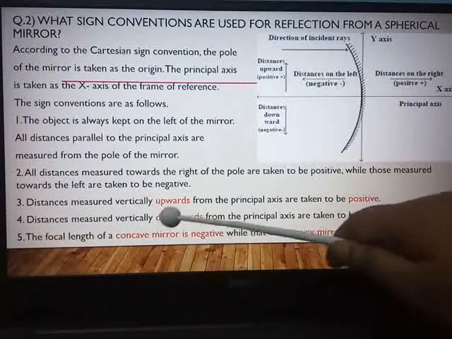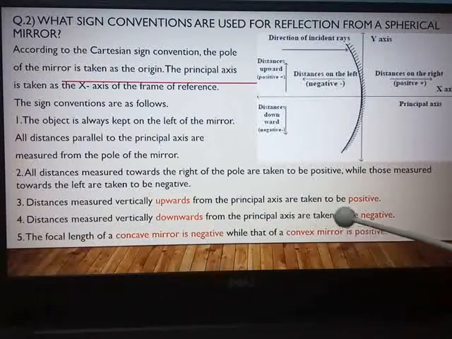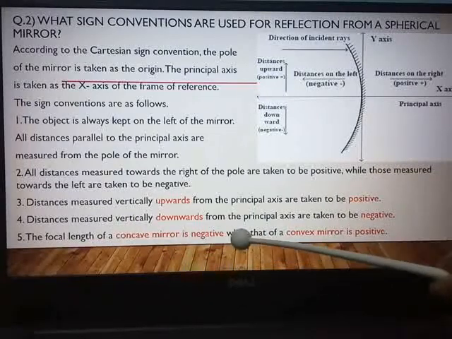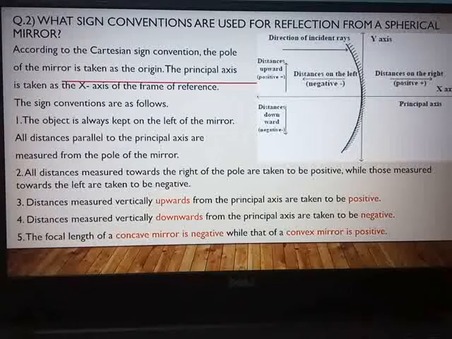Distances measured vertically downwards from the principal axis are taken to be negative. Focal length of a concave mirror is negative, while that of a convex mirror is positive.